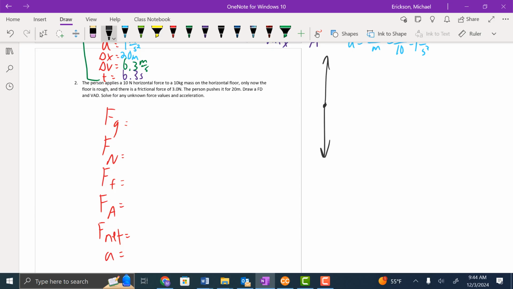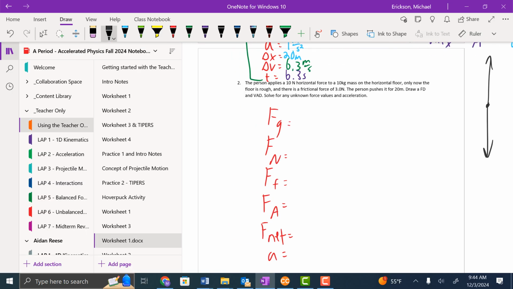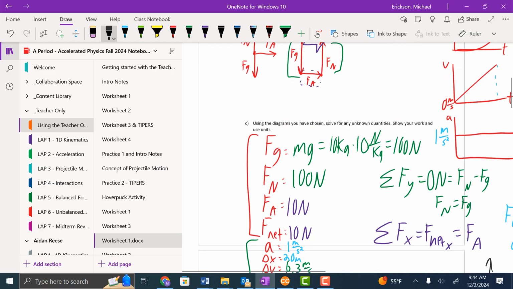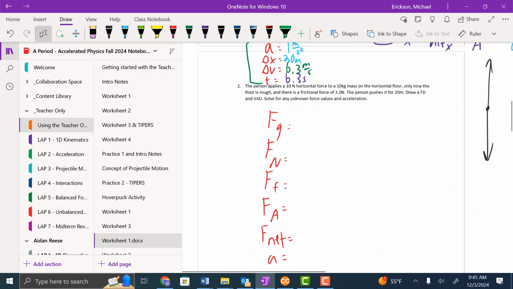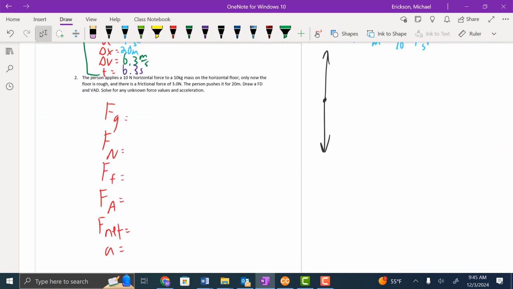This time, by the way, I realized in the last worksheet, or last video, I didn't explain: we're in worksheet 1 of unbalanced forces, so hopefully you're over there. We're still on worksheet 1 and we are moving on to these problems. Alright, so we have Fn going up, Fg going down. That's the same. We still have force applied. This time we have added a force friction.